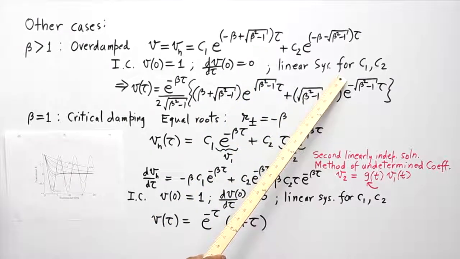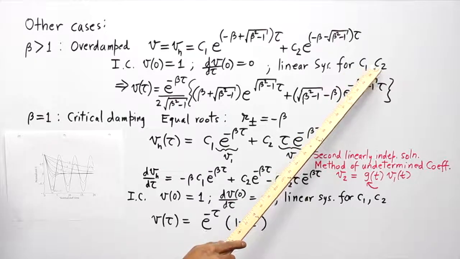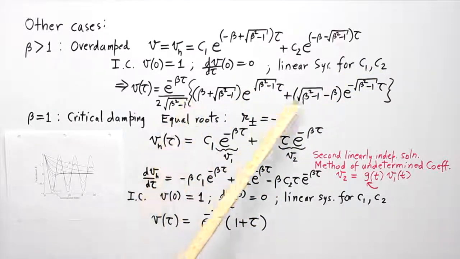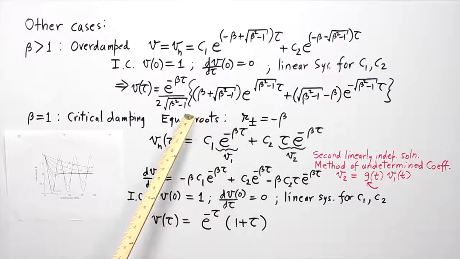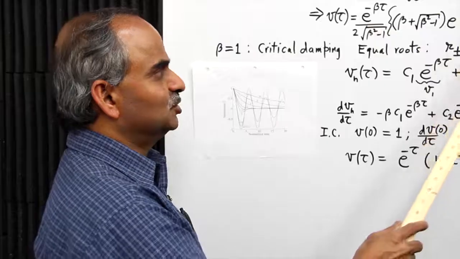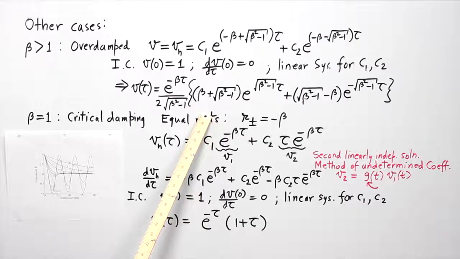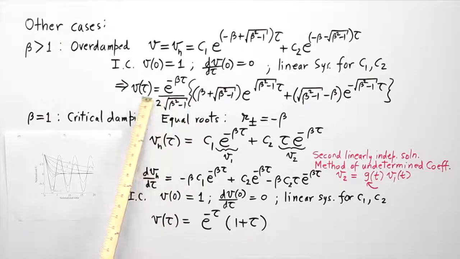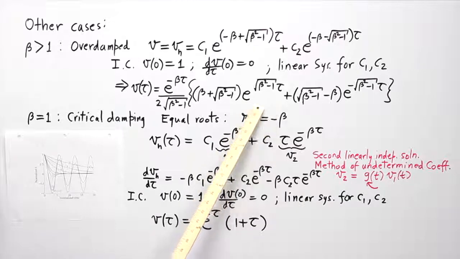That gives us a system of two equations for the two unknowns C1 and C2, which we can solve simply. Rather than bore you with details of that algebra, I'm simply giving you the solution. And it's a good check. You should do the algebra yourself and see that you get this solution that is written down here. V of tau is given by this solution.